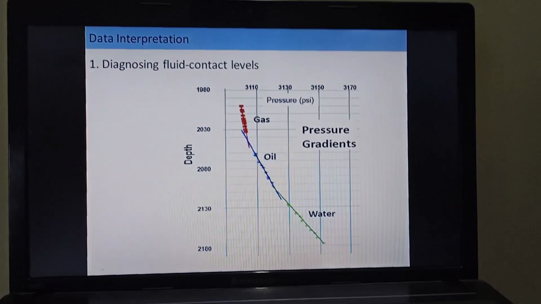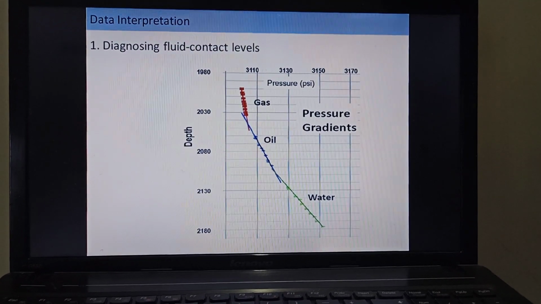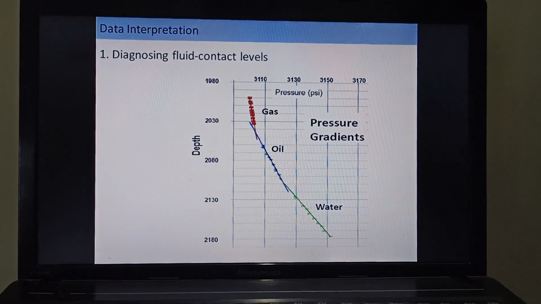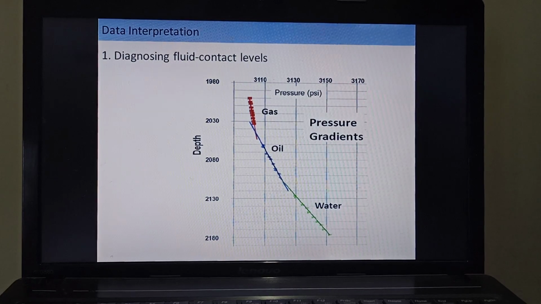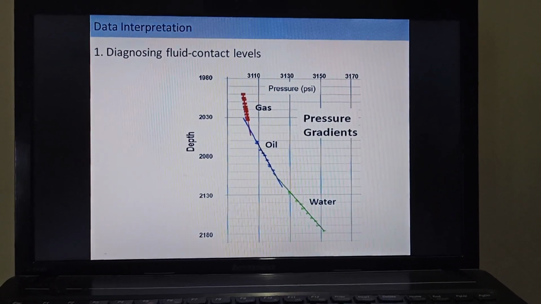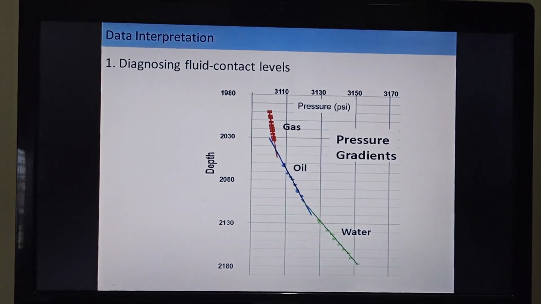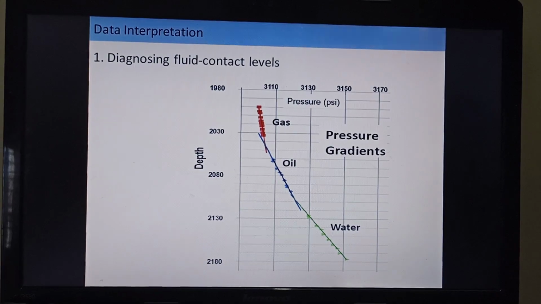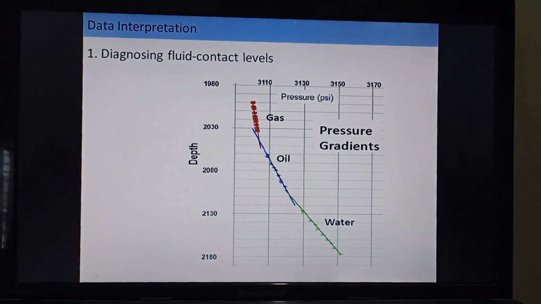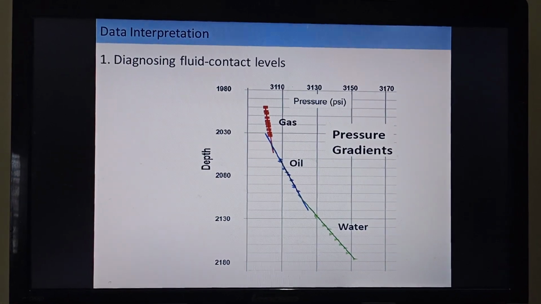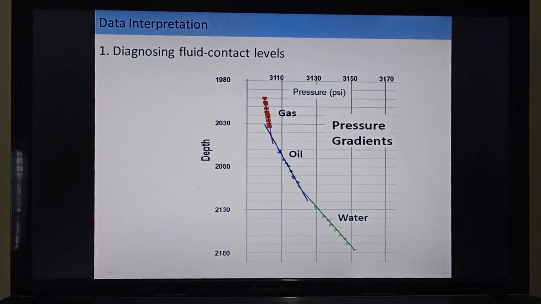Now coming to the most important part of the pressure analysis, the data interpretation, which is based on the analysis of the pressure measurement. First is diagnosing the fluid contact levels and identifying the pressure transition zone interval. As you can see in the figure, the plot is between depth versus pressure. There are three different zones of the reservoir: gas, oil and water. Based on this we can very easily identify the fluid contact levels, that is the gas oil contact, and second is the oil water contact.